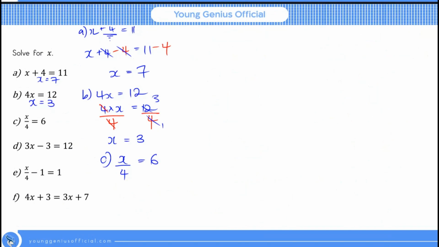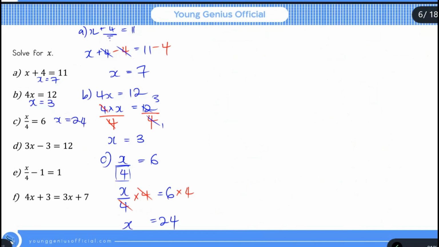X over 4 can be written as x divided by 4. Say it with me. X divided by 4. So in order to get rid of the 4, we will have to multiply by 4. Nicely done. So x over 4 multiplied by 4 is equal to 6. What's next? Nice, multiply by 4. So 4 cancels 4, leaving you with x being equal to 6 times 4, which is 24. So x is equal to 24.